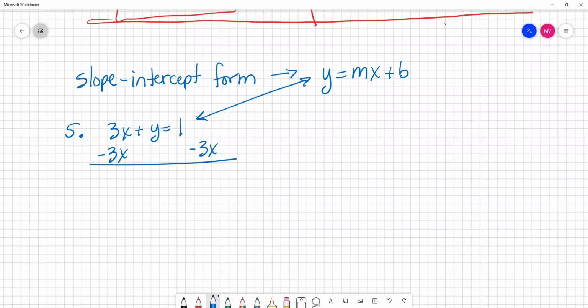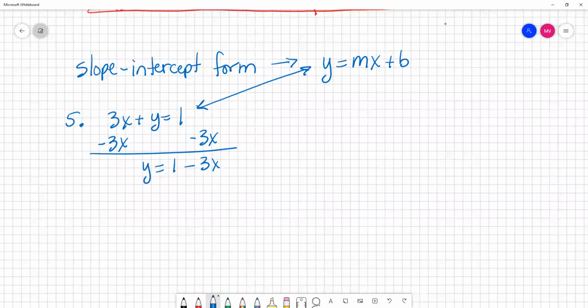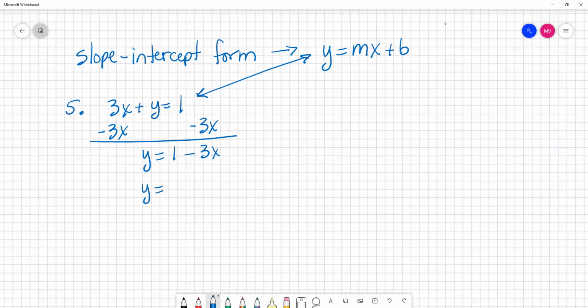So you end up with y equals 1 minus 3x, but does that match our slope-intercept form? The commutative property of addition tells us that 1 minus 3x is the same thing as negative 3x plus 1. Now, does that match our slope-intercept form? y equals mx plus b. Right, and so what is m? What does the variable m stand for? Slope. What does the b stand for?